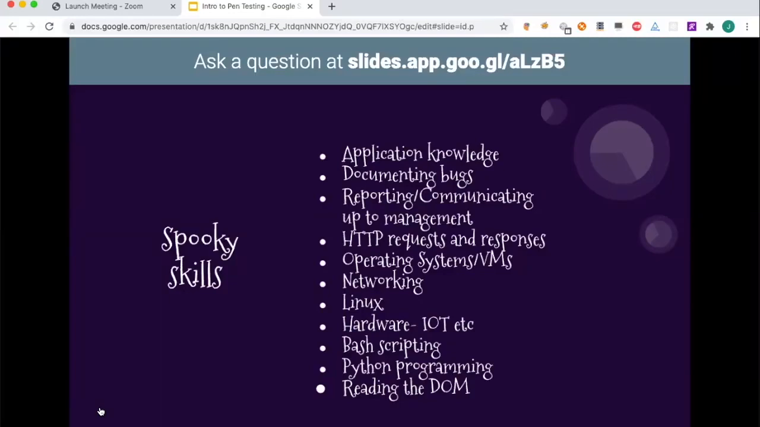You already are used to making reporting and communication tools and letting management know. You're already used to documenting bugs. You have some application knowledge if you're trying to pivot internally to security. The things that people didn't have so much of, in my experience, were networking, Linux, hardware, bash scripting.